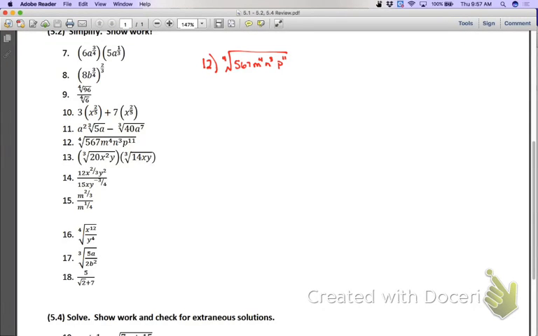All right, so on number 12, what I would suggest is to try to separate things out one at a time and worry about your number, then worry about your variables, like worry about m, worry about n, worry about p. You don't have to physically write out every single one, but if that's what you need to do, that's what I would suggest.